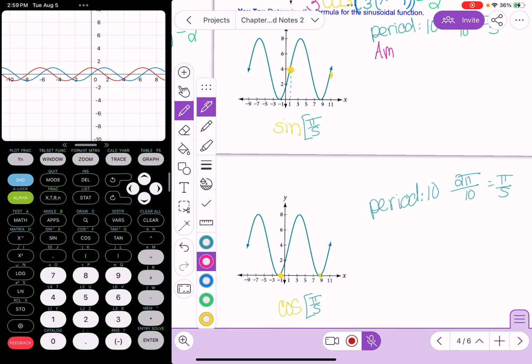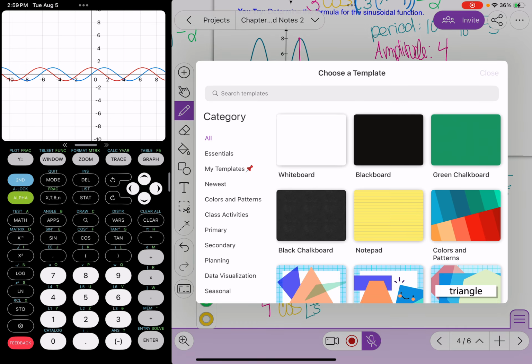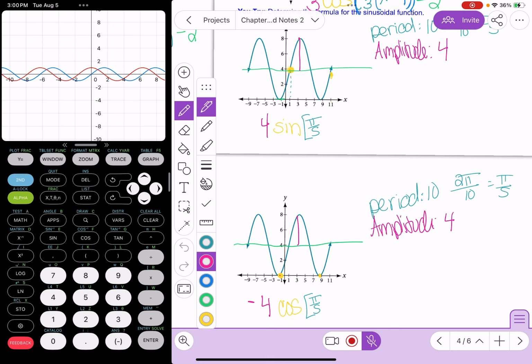Then we do amplitude. So we draw the middle, which is at 4. So from 4 up, our amplitude is 4. So we're going to stick a 4 in front. Sine goes up, then down, so it's positive. Cosine, we go from minimum to minimum, so our cosine is negative because we go from min to min.